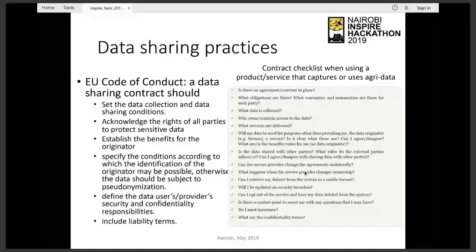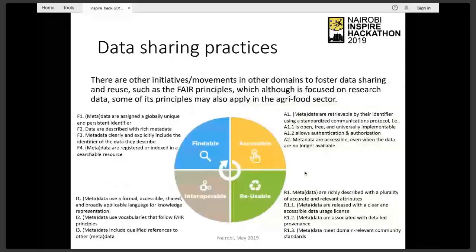But finally, this is also another important practice called FAIR. FAIR is something that has been created and is being used in scientific domains. But in fact, some of the principles can also be applied to the agri-food sector itself. So FAIR refers to making the data findable, accessible, interoperable, and reusable.